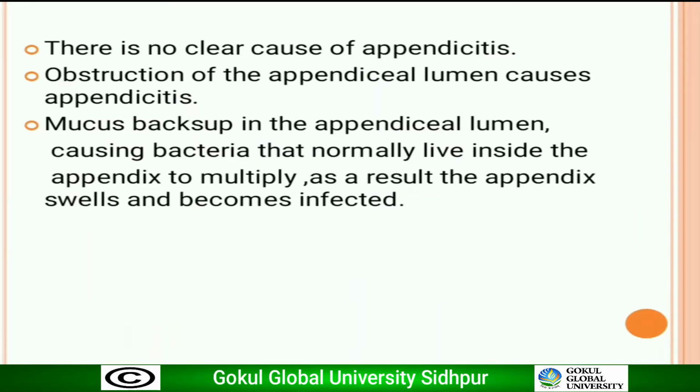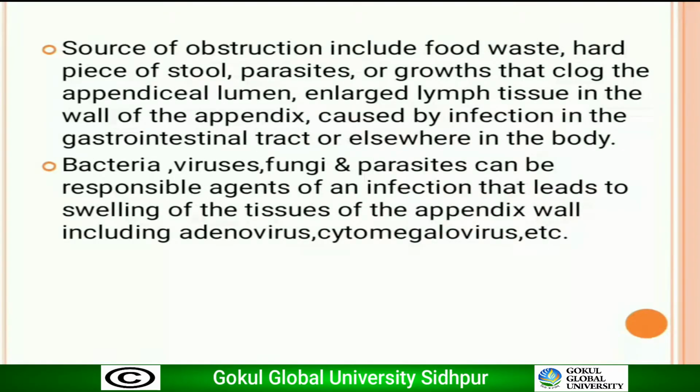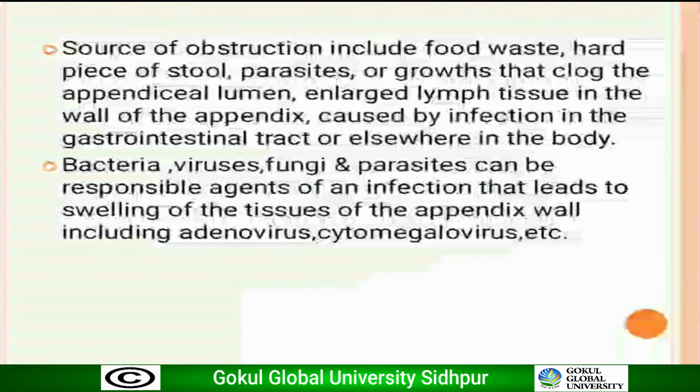There is no clear cause of appendicitis. Obstruction of the appendiceal lumen causes appendicitis. Mucus builds up in the appendiceal lumen, causing bacteria that normally live inside the appendix to multiply. As a result, the appendix swells and becomes inflamed. The sources of the obstruction include food waste, hard pieces of stool, parasites, or growths that clog the appendiceal lumen.